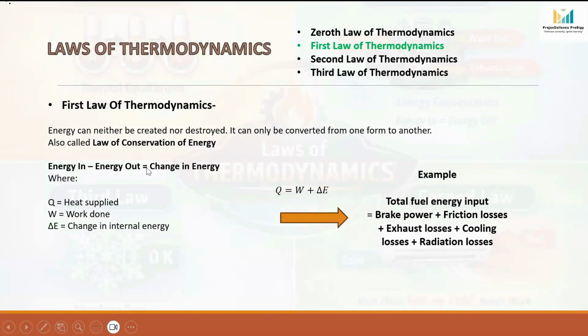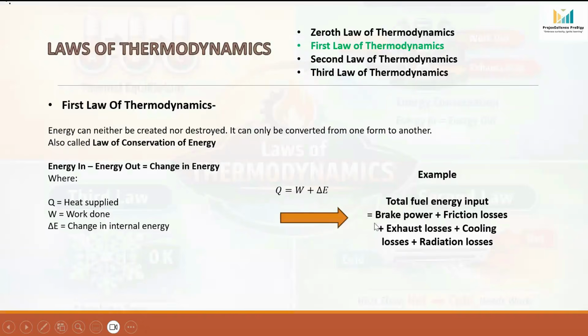Whatever energy goes into a system must either come out of the system or remain stored inside it. This idea can be written mathematically as energy in minus energy out equals change in energy. Or in thermodynamics form, Q equals W plus delta E. Here, Q is the heat supplied to the system and W is the work done by the system, and delta E is the change in internal energy.